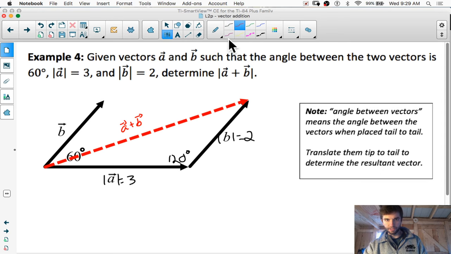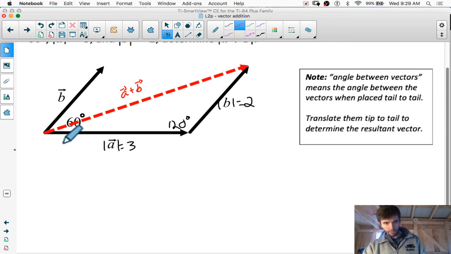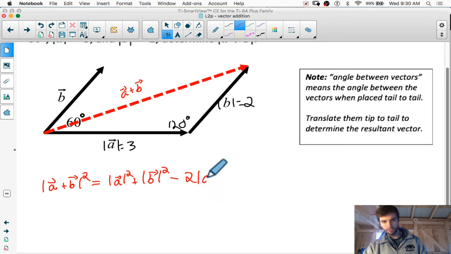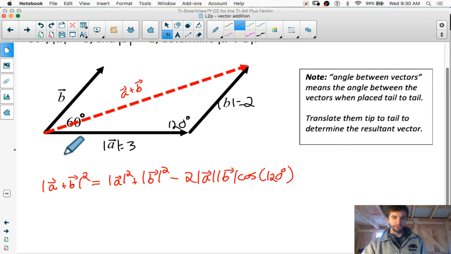So let me rewrite cosine law for you. So cosine law would give us the length of this side squared. So I'd say magnitude of A plus B squared equals the magnitude of this side squared. So magnitude of vector A squared plus magnitude of vector B squared minus 2 times magnitude of A, magnitude of B, cosine of the contained angle. So cosine of 120 degrees. So using cosine law, that's what I could generate for this triangle here.